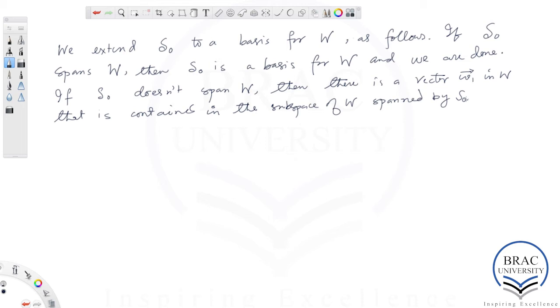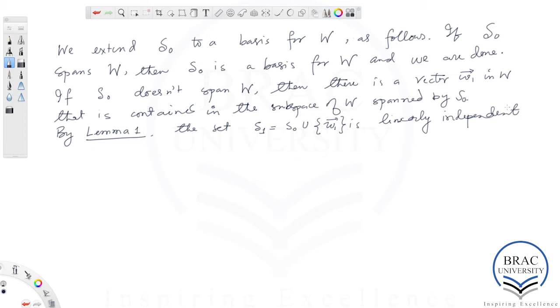Okay, now by lemma 1, which we proved a while ago, the set S1 equal to S0 union this singleton W1 is linearly independent, right, in W. Now, we have found a linearly independent subset in W, S1.